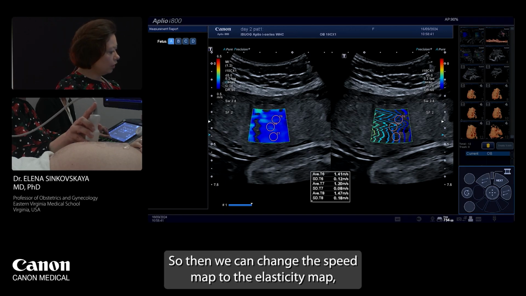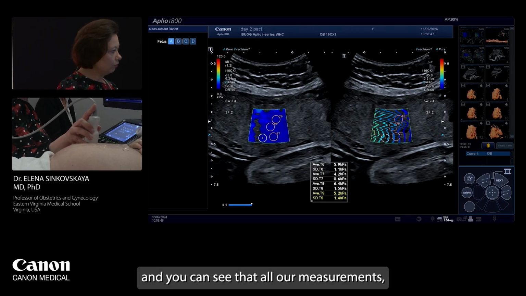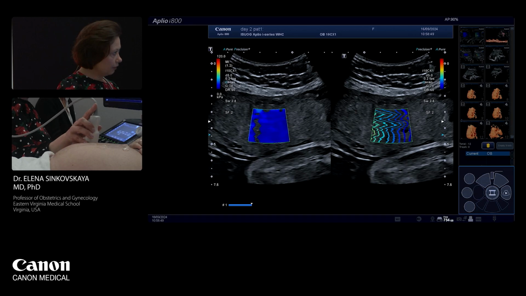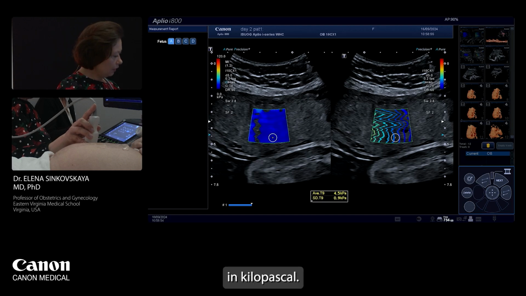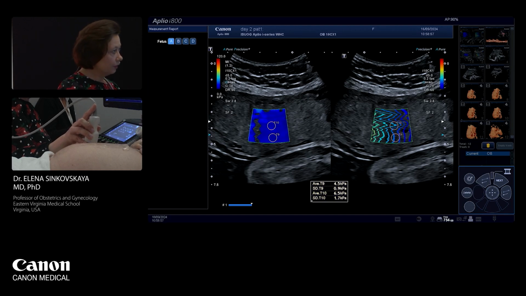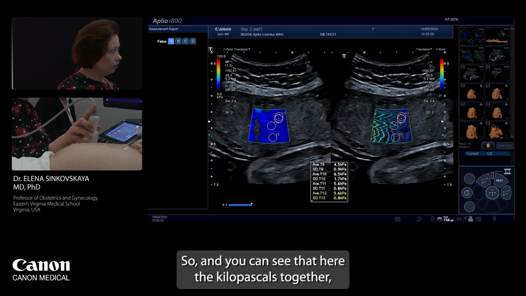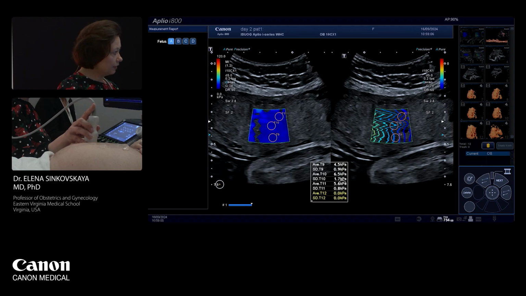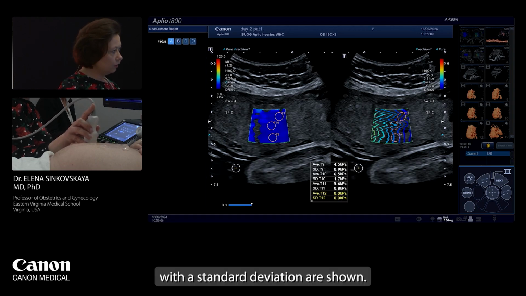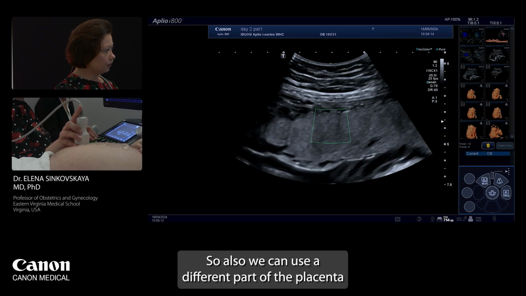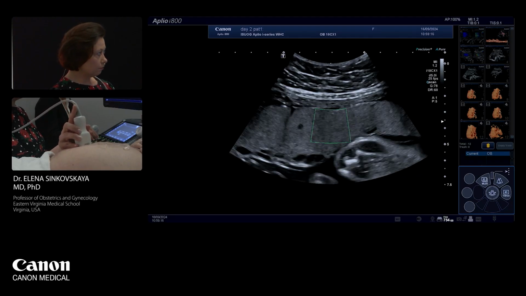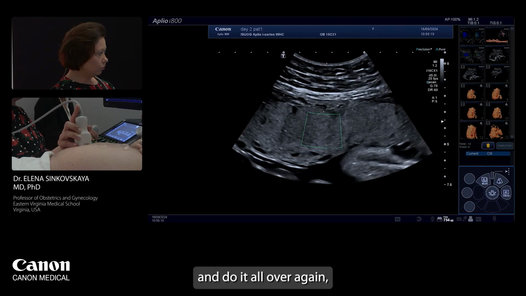So then we can change the speed map to the elasticity map, and you can see that all of our measurements are actually going to be in kilopascals. And you can see that here the kilopascals together with standard deviation are shown. So also we can use a different part of the placenta and do it all over again.